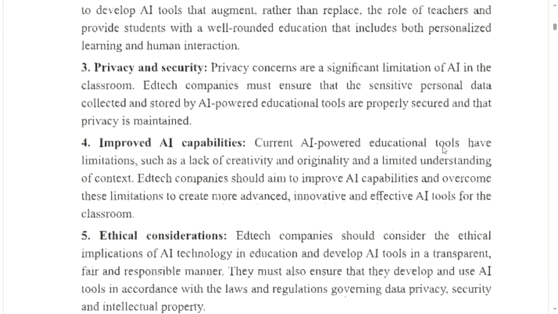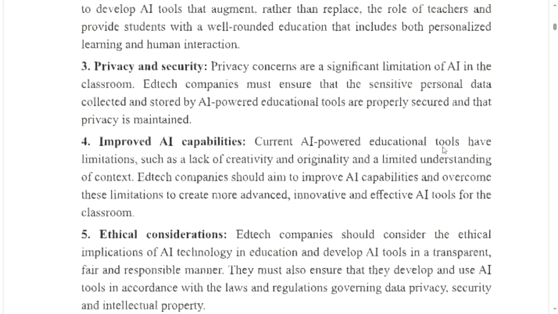Five, ethical considerations. EdTech companies should consider the ethical implications of AI technology in education and develop AI tools in a transparent, fair, and responsible manner. They must also ensure that they develop and use AI tools in accordance with the laws and regulations governing data privacy, security, and intellectual property.